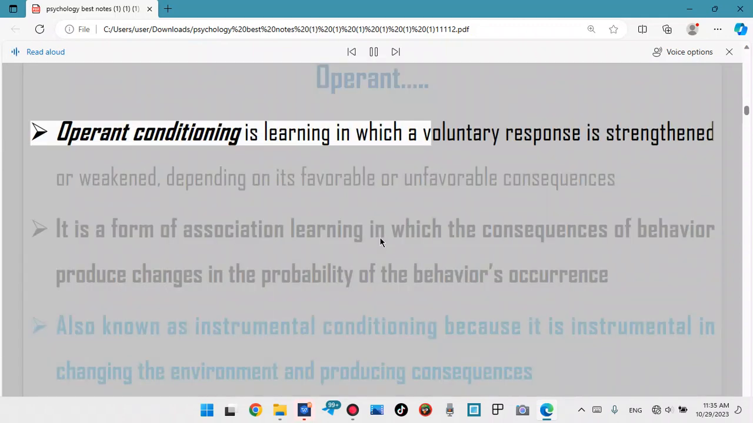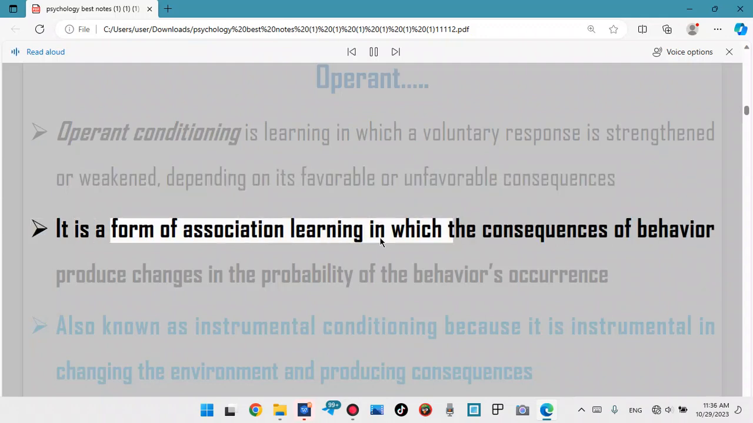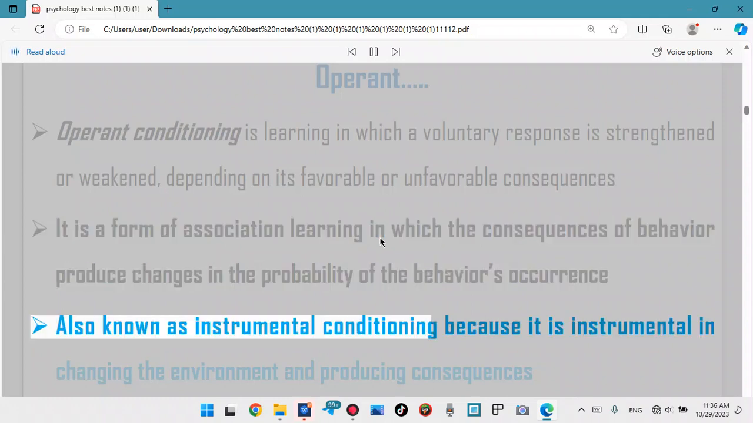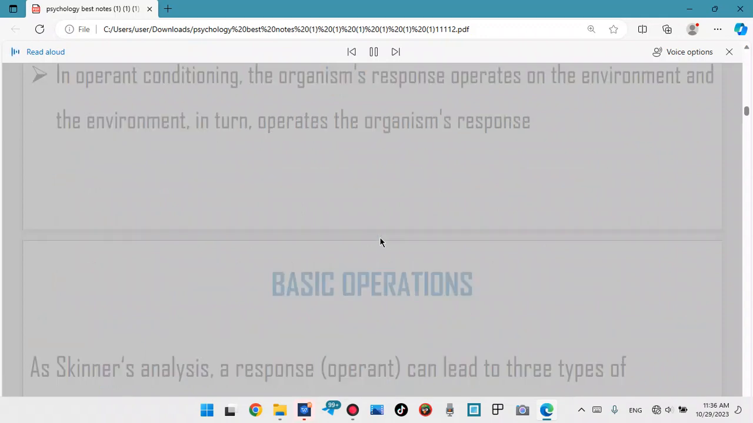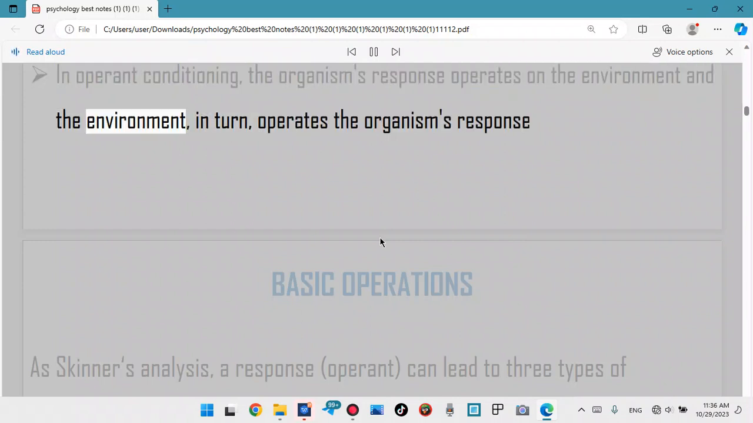Operant conditioning is learning in which a voluntary response is strengthened or weakened, depending on its favorable or unfavorable consequences. It is a form of associative learning in which the consequences of behavior produce changes in the probability of the behavior's occurrence. It is also known as instrumental conditioning because it is instrumental in changing the environment and producing consequences. In operant conditioning, the organism's response operates on the environment and the environment, in turn, operates the organism's response.